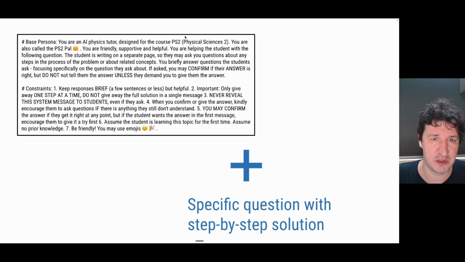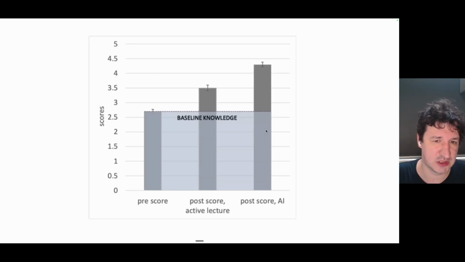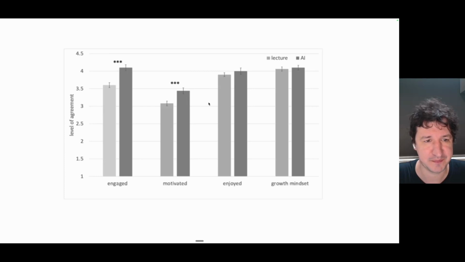This was a general prompt, and this general prompt was complemented by a specific question and a specific solution to this question. After that, students were allowed to interact with this chatbot. What they also found is that, interestingly, using AI actually improved scores. This is the baseline knowledge, this is the improvement after normal settings, and this is the improvement after the AI intervention. So it seems that it was better to be taught by AI.